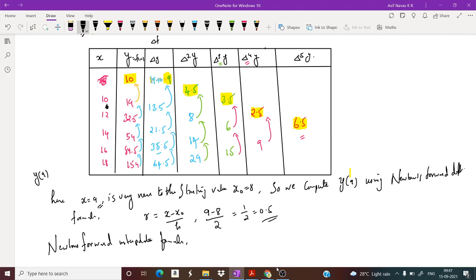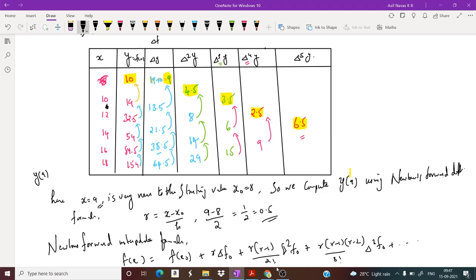So that is equal to f of x is equal to f of x naught plus r into delta f naught plus r into r minus 1 by 2 factorial delta square f naught plus r into r minus 1 into r minus 2 divided by 3 factorial into delta cube f naught plus etc. So now we will calculate this.